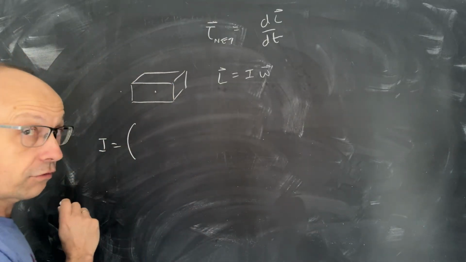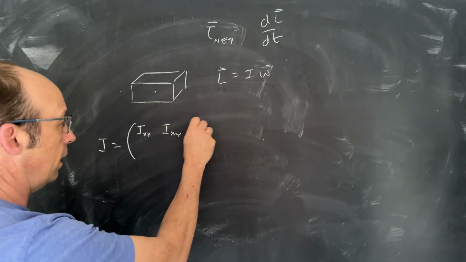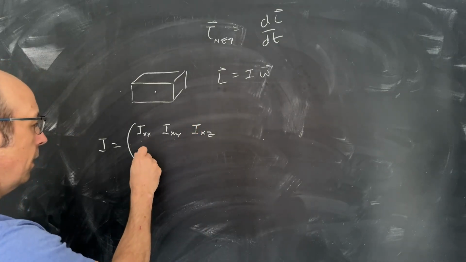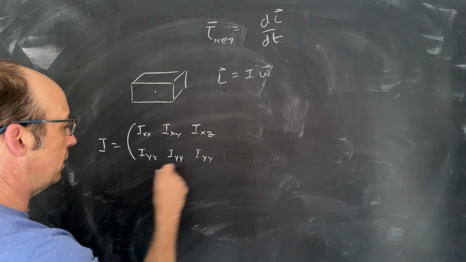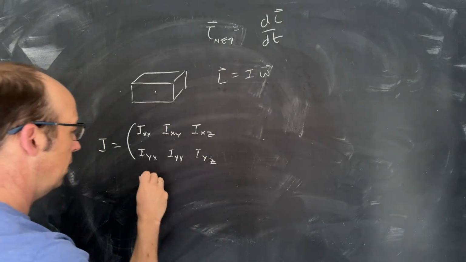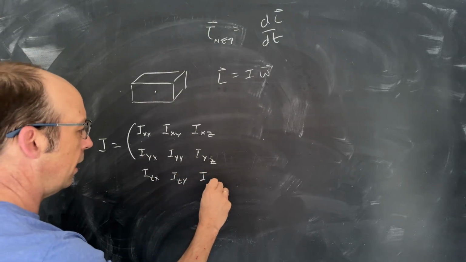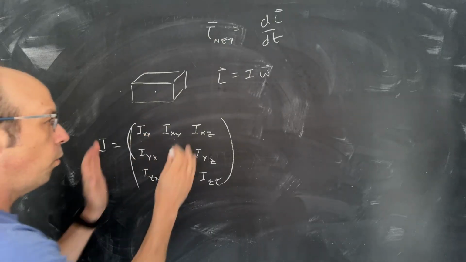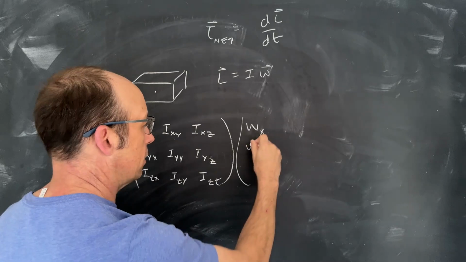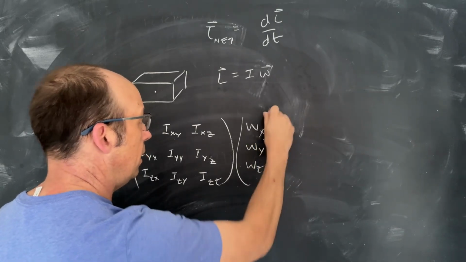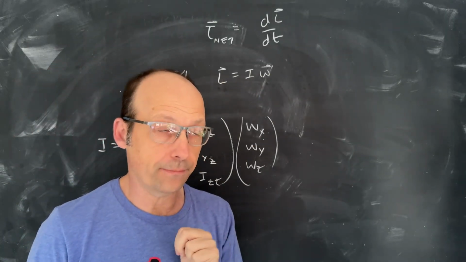It's a 3 by 3: Ixx, Ixy, Ixz, Iyx, Iyy, Iyz, Izx, Izy, Izz. Okay. So when I take that and operate this on the angular velocity vector, which would be omega x, omega y, omega z, I might get a different angular momentum. So L and omega do not have to be in the same direction.